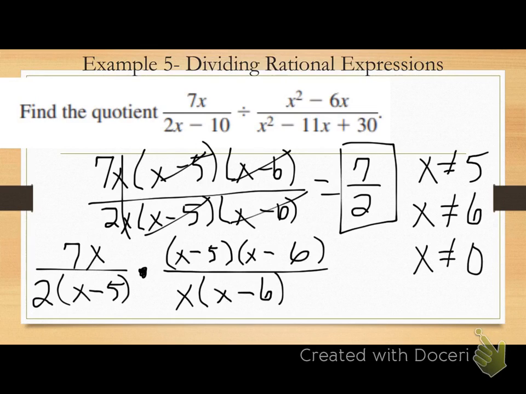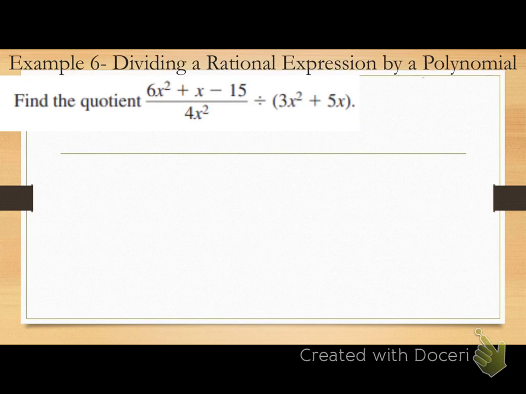Questions on example 5? Not too bad? Keep, flip, change. Flip it like a pancake. Can I move to my last example? Okay, I'm going on ahead.